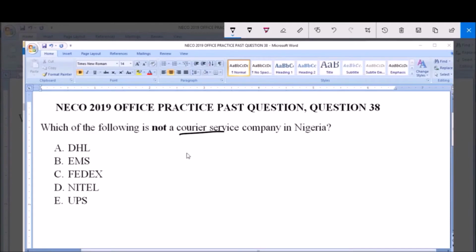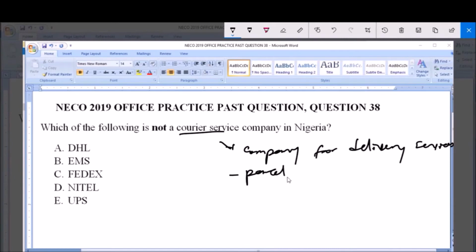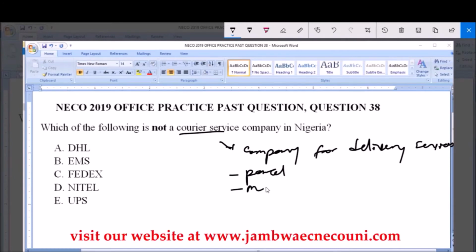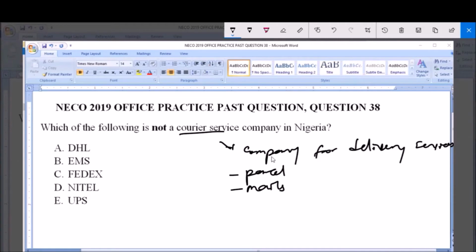Now, what are courier services? Courier service companies are companies that are responsible for delivery services. They help to deliver parcels from one company to another, or from one organization to another, or from house to house, and also help to deliver mails. Now, we have several courier service companies in Nigeria.